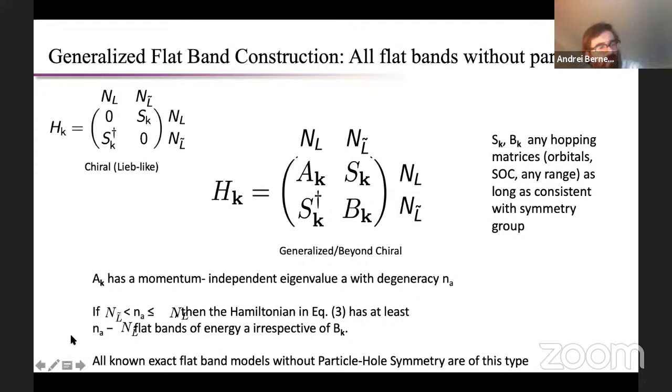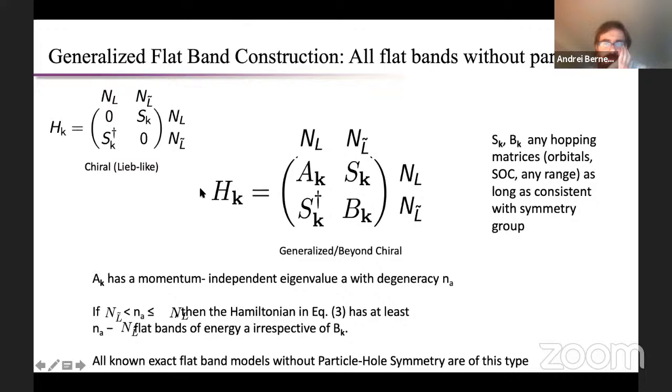This S_k and A_k and B_k can include SOC, and the Wannier Hamiltonian that we obtained from ab initio certainly does include SOC, and it goes in this form. Okay, there's a question from Martin. How do you identify which flat bands are atomic?